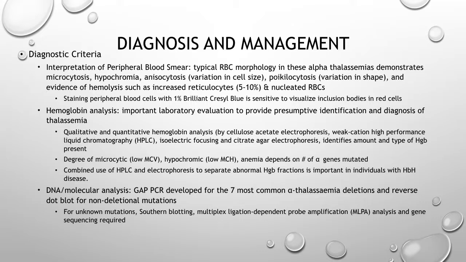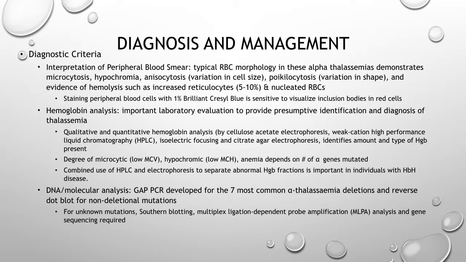The degree of microcytic hypochromic anemia depends on the number of the genes that are mutated, and a combined use of the HPLC and electrophoresis to separate abnormal hemoglobin fractions is important in individuals with HBH disease.